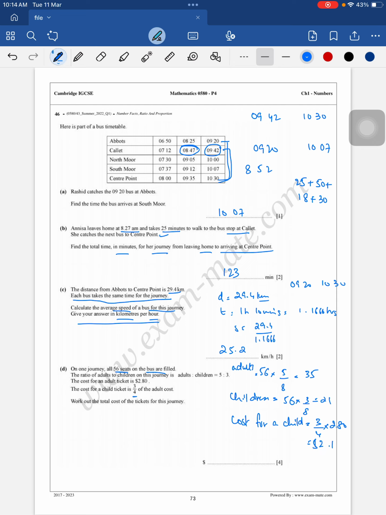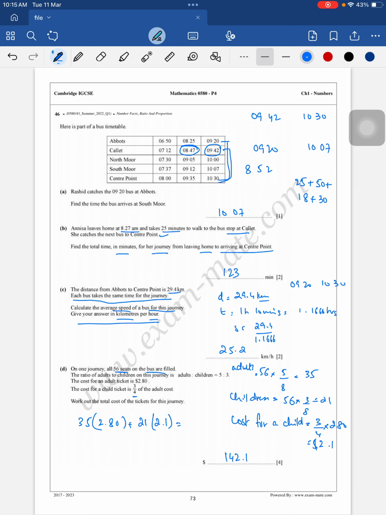$1. Clear? Okay, so work out the total cost of the tickets for this journey. What we did is we have 35 adults multiplied by $2.80 ticket for each adult, and we have 21 children, and we have the cost for each is $2.1. Sum this up, put in the calculator. 35 into 2.80 plus 21 multiplied by $2.1, we are getting $142.1.